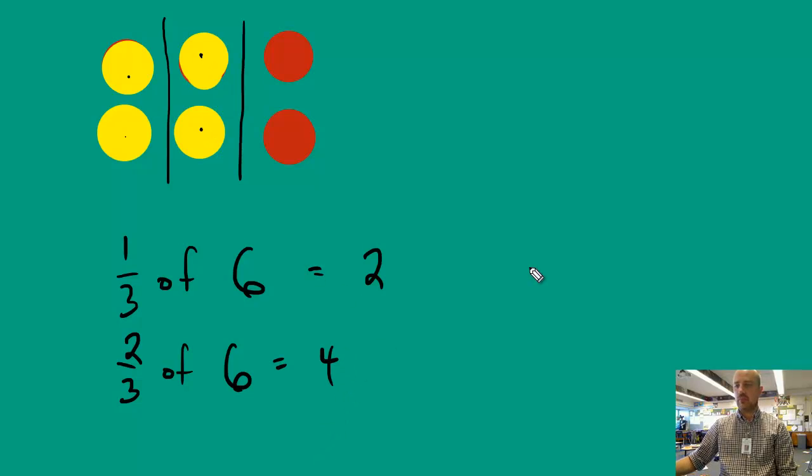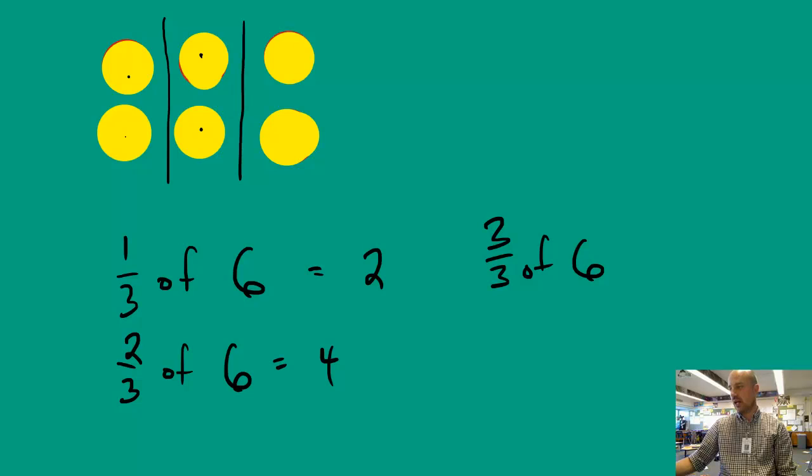Boom, boom. What if I did 3/3 of my 6 here? What if I had my 1/3 here and my 1/3 here and then my 1/3 over here was also colored yellow? I'll fill that in a little bit more. Now, how many yellow guys do I have total? How many of them are colored? I have 1, 2, 3, 4, 5 and 6. So 3/3 of 6 would be 6 total.